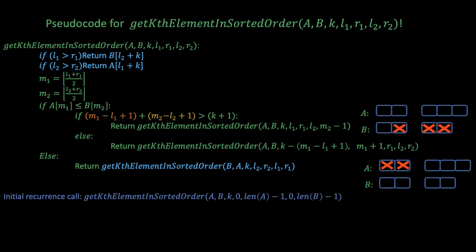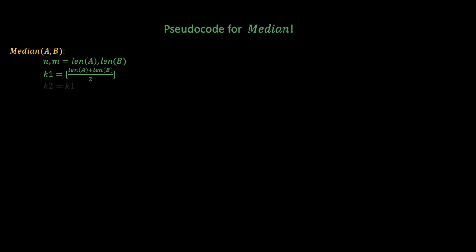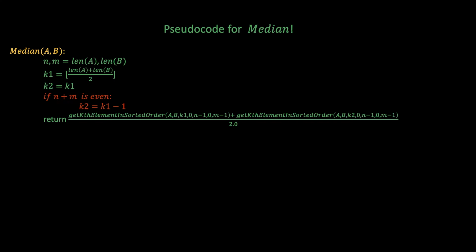This very short but extremely elegant function returns the kth smallest value in the sorted order of A and B. To call the function, we simply call it on A, B, K and set L1 to 0, R1 to the length of A minus 1, L2 to 0, and R2 to the length of B minus 1. To calculate the median, we remember from the first video that the median is simply the middle element if the length of A plus B is odd, or the average of the two middle elements if the length is even. This code handles both cases and does 2 calls to the function we just implemented for getting the kth element.